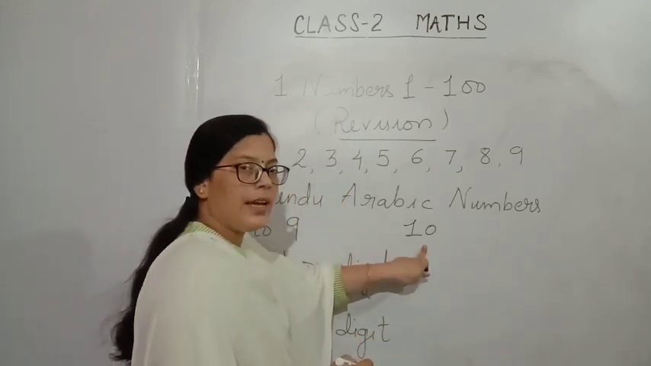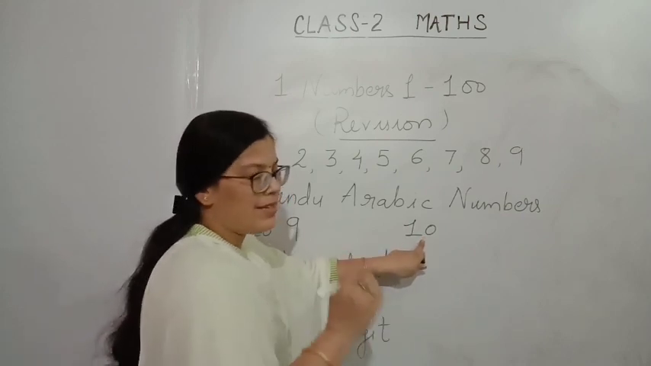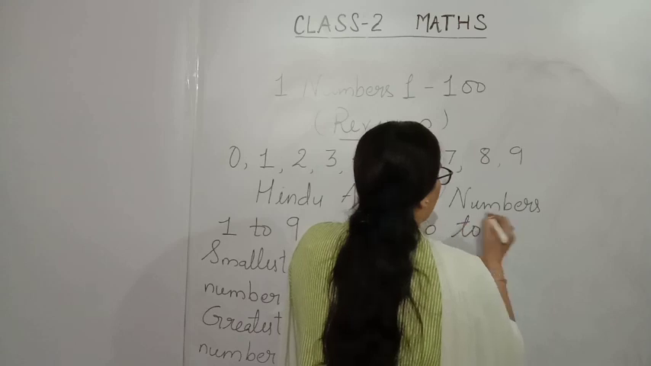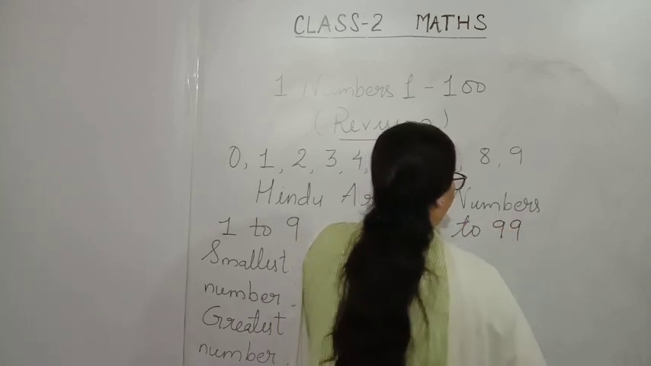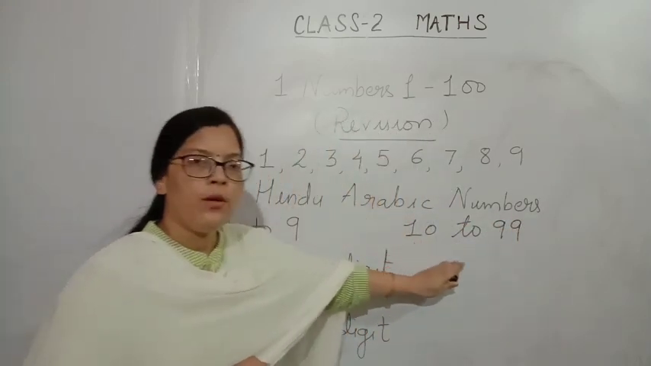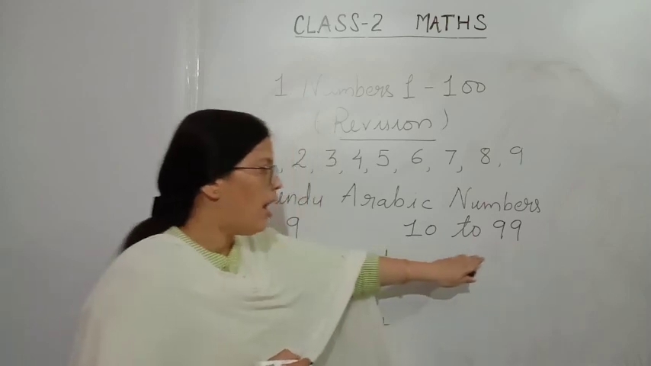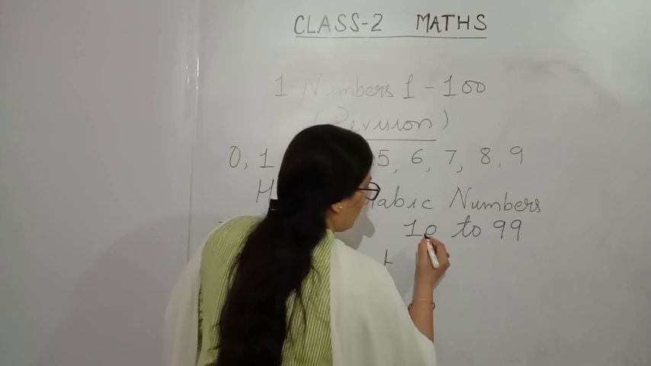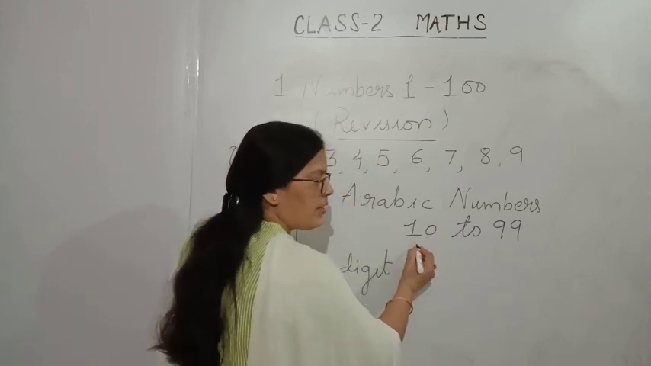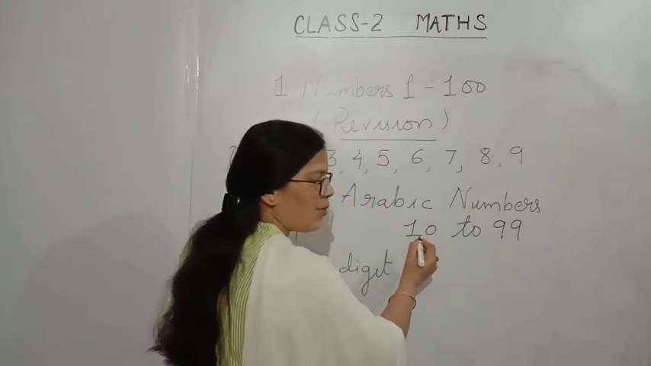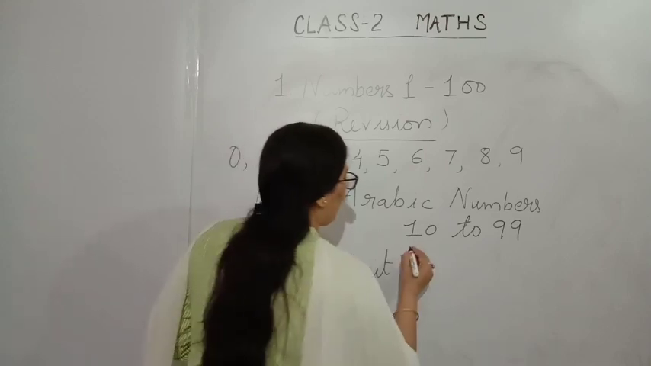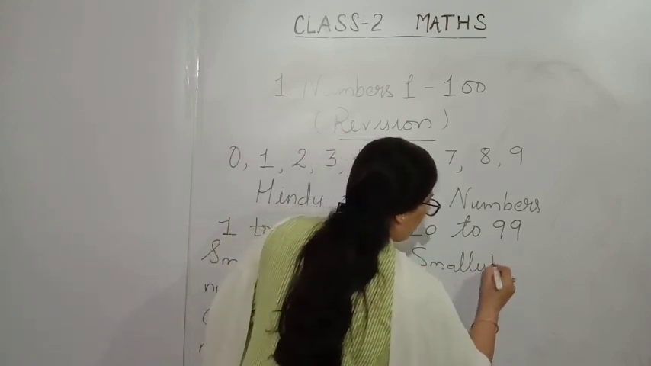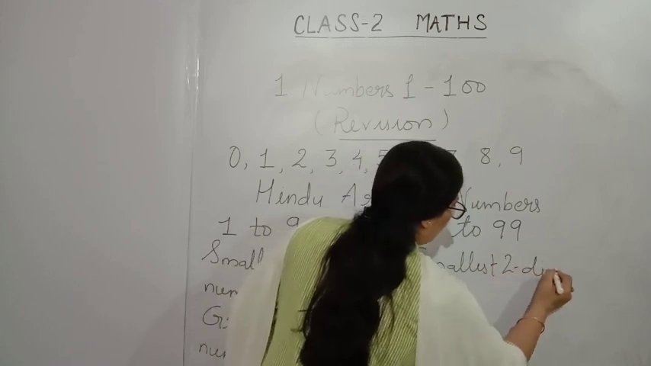Okay. Now, two-digit numbers. The very first two-digit number is 10. Numbers from 10 to 99 are 2-digit numbers. Now the first smallest number is 10 here. Smallest 2-digit number is 10.